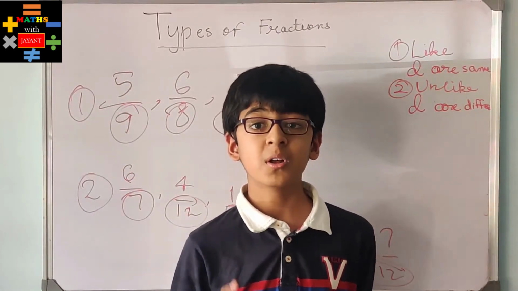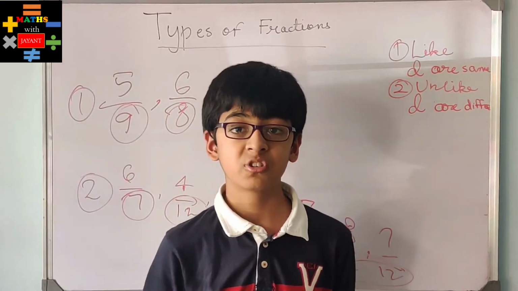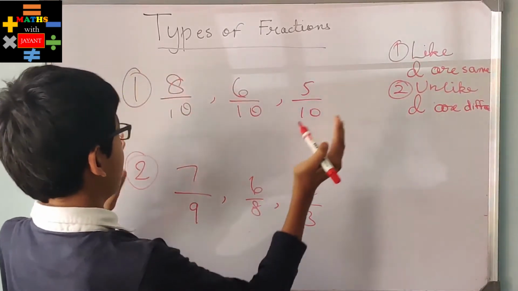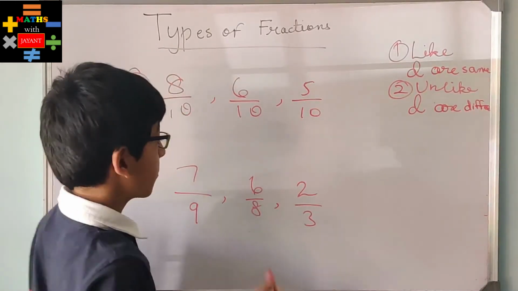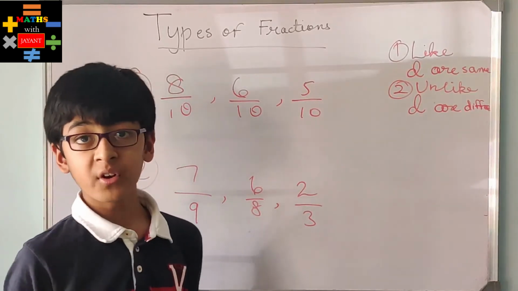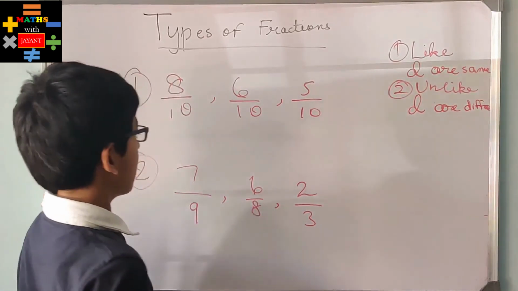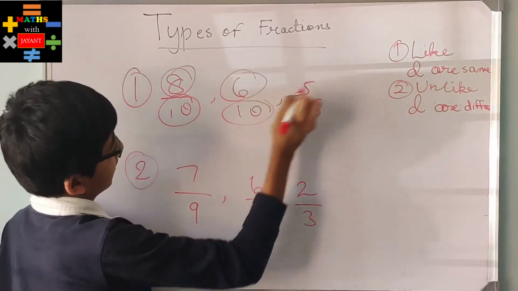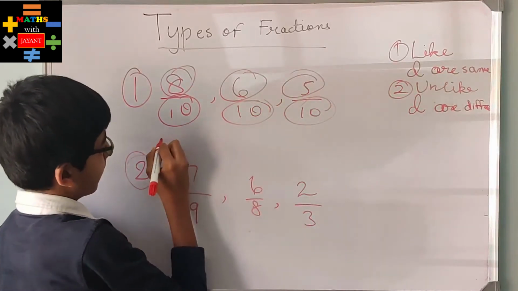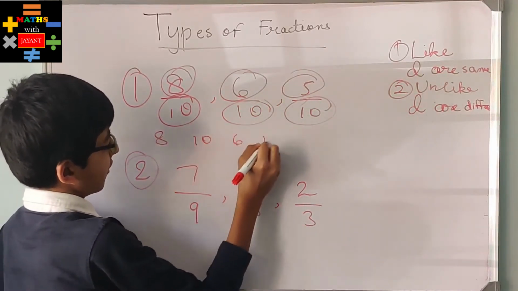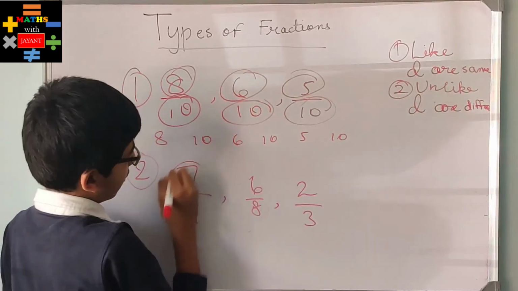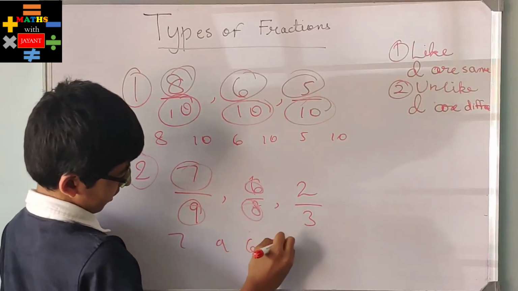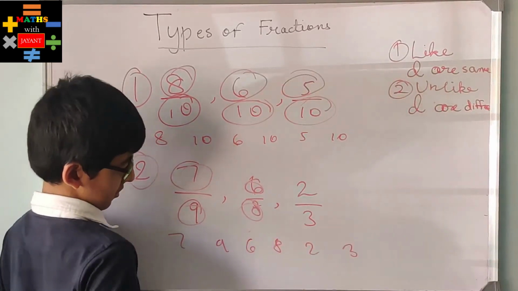Let us move on to the next type of fraction. Now let us look at these fractions. Over here one set is like and the other is unlike. But what is common in them? Look at the numerator and the denominator. Numerator, denominator: 8 and 10, 6 and 10, 5 and 10. Over here also 7 and 9, 6 and 8, and 2 and 3.